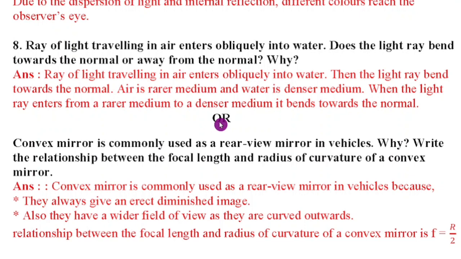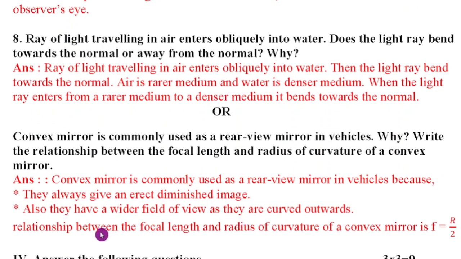So here in this question you have an option. Convex mirror is commonly used as a rear view mirror in vehicles. Why? Write the relationship between the focal length and radius of curvature of a convex mirror. So a convex mirror is commonly used as a rear view mirror in a vehicle because it always gives an erect, diminished image, and also it has a wider field of view as it is curved outwards. Because of this reason only they are using convex mirrors, and the relationship between the focal length and radius of curvature of a convex mirror is f equals r by 2.